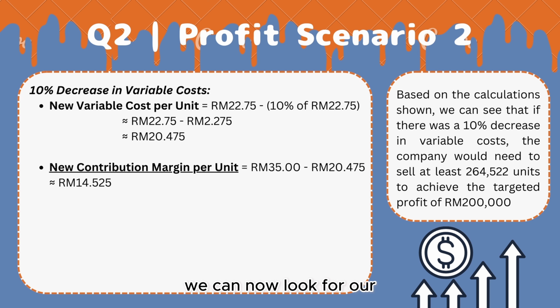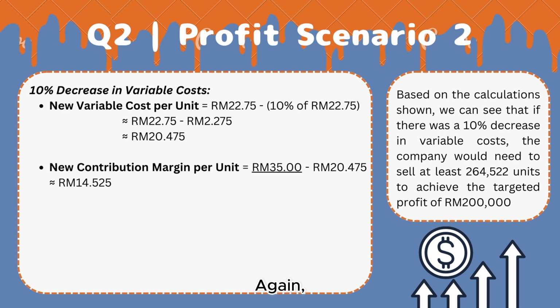With that, we can now look for our new contribution margin per unit. Again, we take the selling price of 35 ringgit and deduct that with our new variable cost of RM20.475. This totals out to RM14.525.